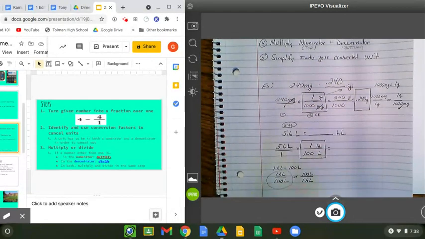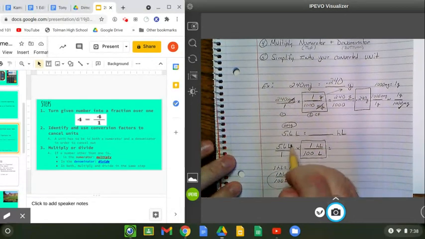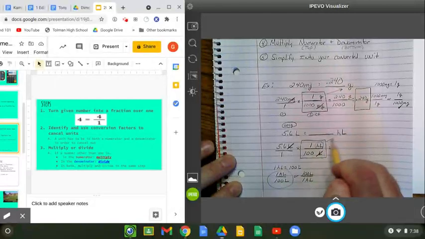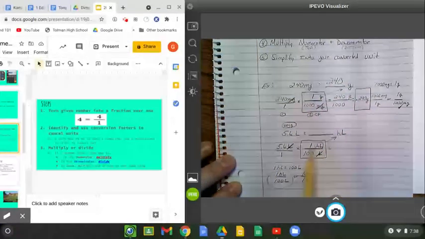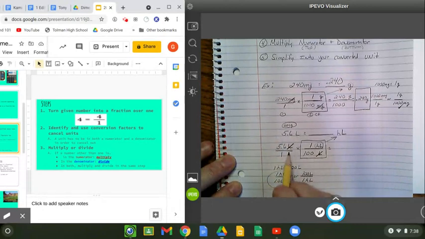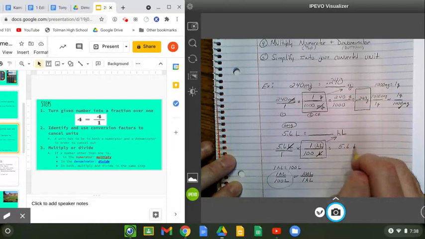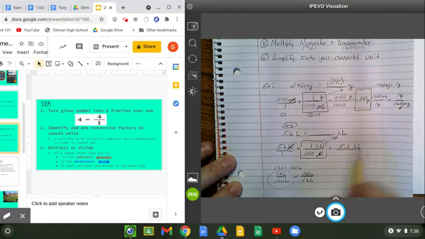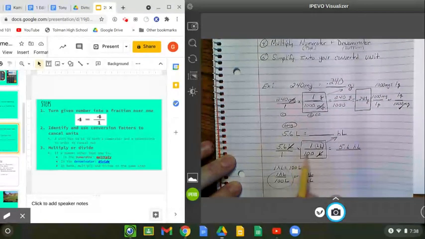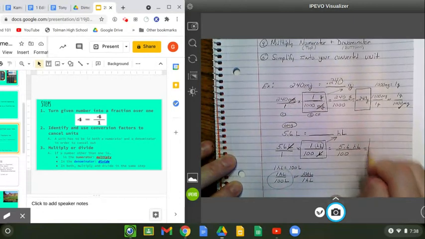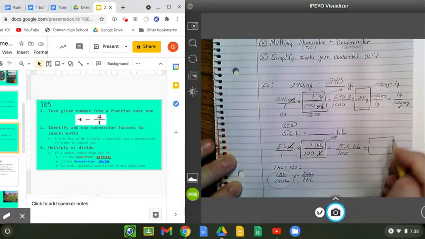Now I cancel out my units. I can cancel out the liters. Hectoliters, I have nothing to cancel it with, which is okay because that's what I'm trying to convert to. So now step 4, multiply across. 5.6 times 1 is 5.6 hectoliters. Multiply my denominator. 1 times 100 is 100. Then step 5, I want to simplify that.